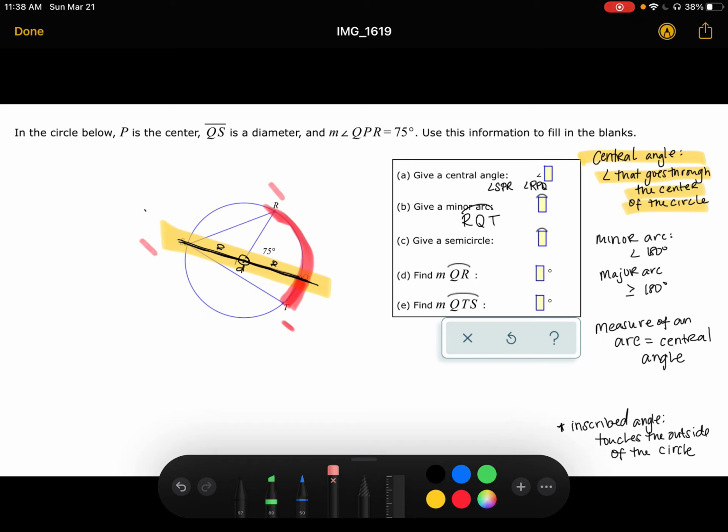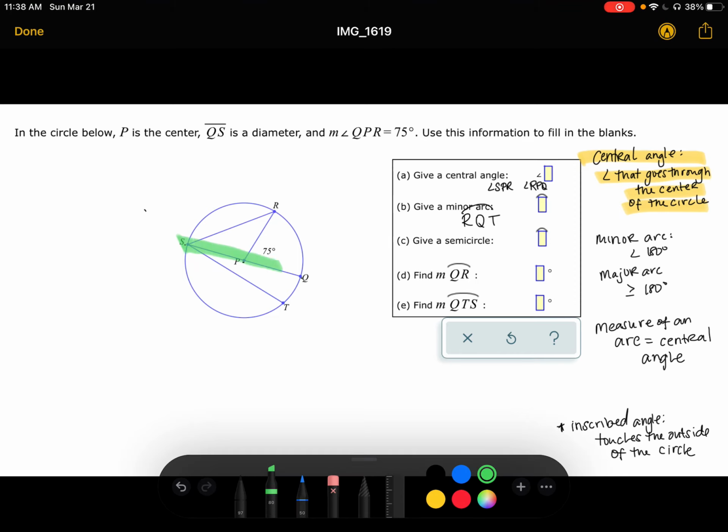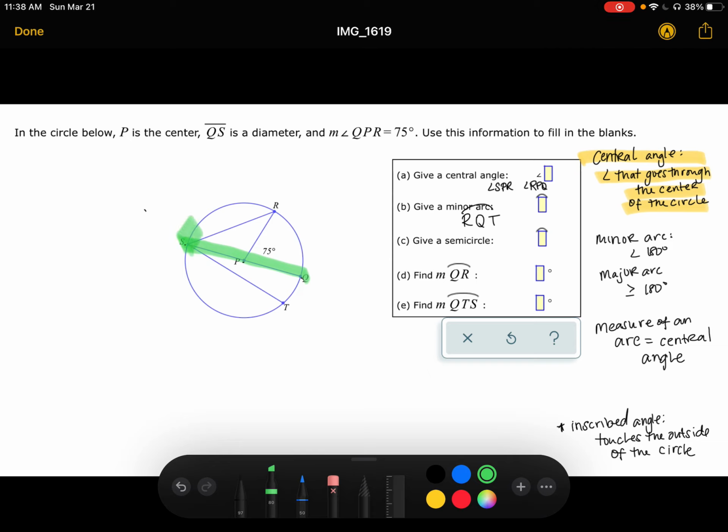Okay, so semicircle. I am just going to say that a semicircle is at least half of a circle, right? So that's your halfway mark. So your arc would be this one right here. Again, when you're writing an arc, you have to identify the two endpoints. Your two endpoints would be S and Q, with your middle point being R. And then you put that arc on top. Okay? And then it says find the measure of arc QR.